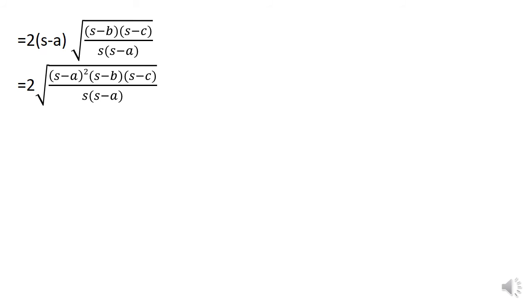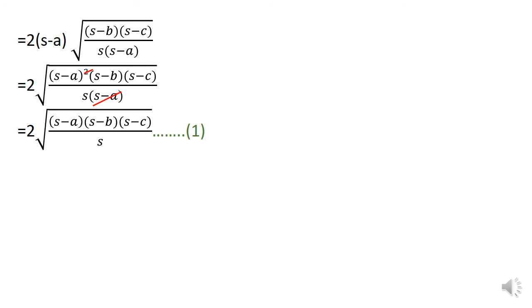Then observe what is done in the next step. S minus a is taken under the root sign. So inside the root it becomes (s minus a) the whole square and the remaining terms are written there. Now as you can see, the s minus a term from the numerator and from the denominator can be cancelled out, and thus we get 2 root of (s minus a)(s minus b)(s minus c) upon s. Let this be the first equation.